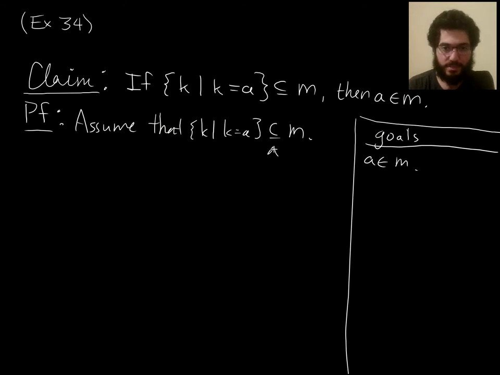Well, this inclusion is a machine for proving that things are elements of M, right? It gives you the ability to prove that things are elements of M by proving that they are elements of this left-hand thing instead. So that's a way to think about an inclusion. By universal instantiation, by applying the inclusion to a particular case, it gives you a way of proving that something is in M by proving that it's in the left-hand side here. So a good way to reach the goal, A is in M, would be to prove A is in the left side.